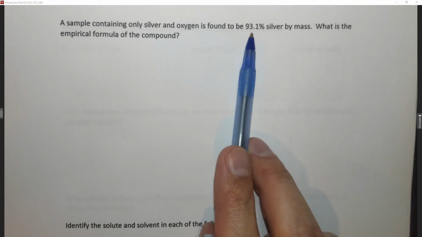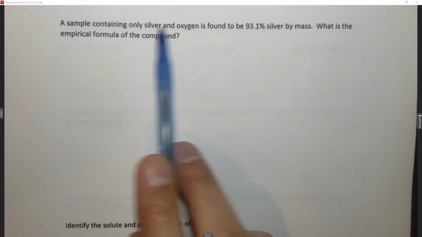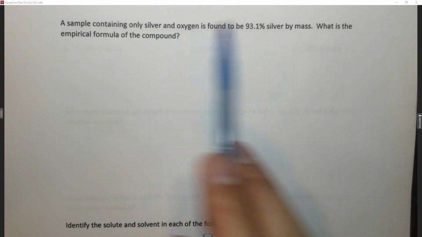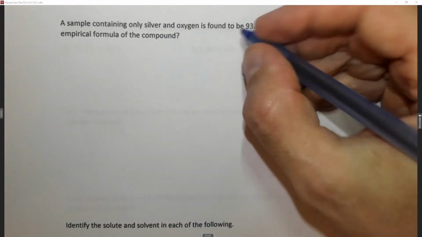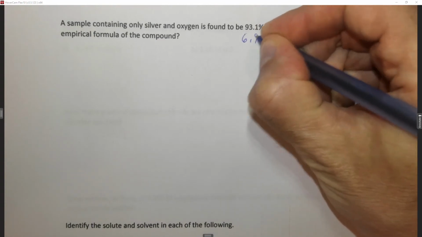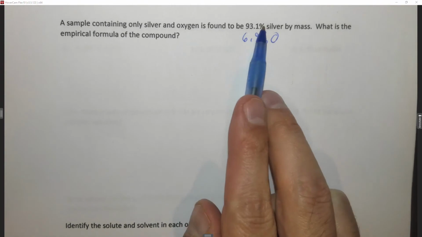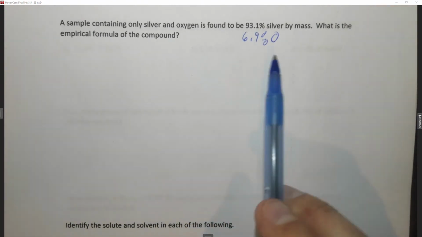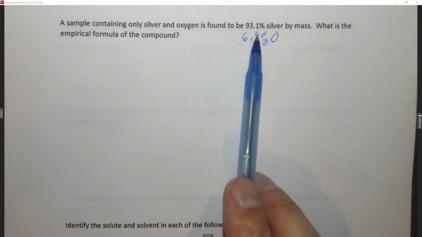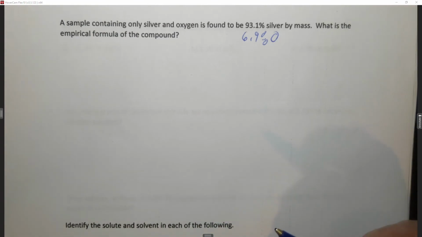So we know it's 93.1% silver. So the rest, if it only contains silver and oxygen, must be oxygen. So if we take 100 minus 93.1, we will find that this is 6.9% oxygen. Okay, so 100 minus 93.1 gives us 6.9% oxygen. Now what we need to do is convert these percentages to moles so that we can then take a ratio and find the empirical formula.